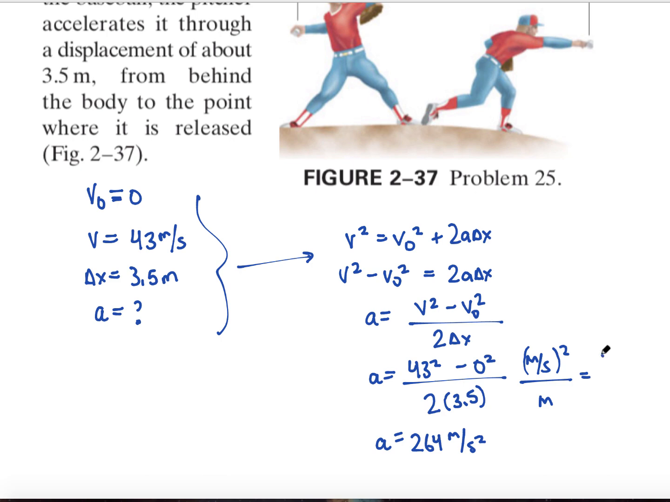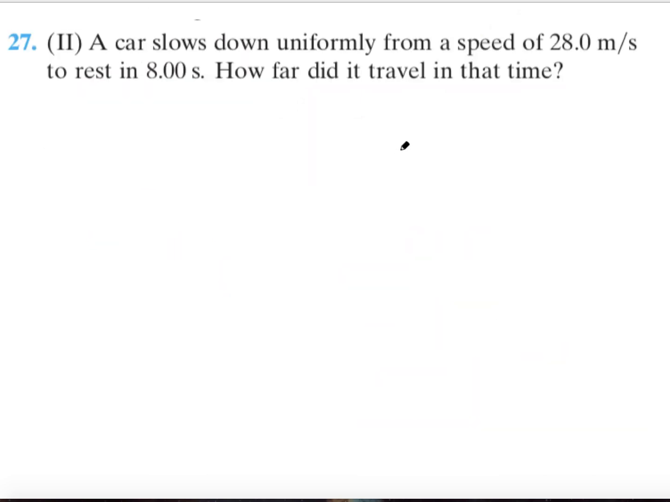So if I look at the units, I have meters squared over seconds squared over meters. So one of my meters will cancel and leave me just meters per second squared. So that's how I know that I put my numbers in the right spot. And that's my acceleration.